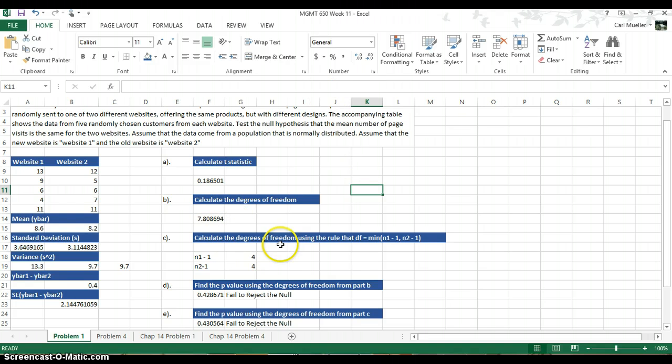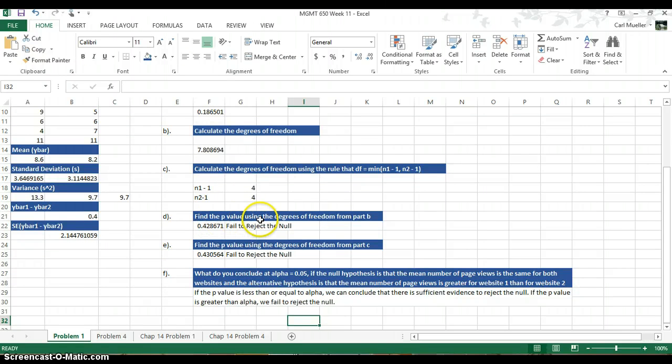Now calculate the degrees of freedom using the rule of the minimum of n1 minus 1, n2 minus 1. And using that rule, as you can see, it's 4. It's simply the total that we have, 5 minus 1. So it's pretty cut and dry, and it's probably the traditional sense of what you're familiar with for degrees of freedom. Now for the p-value, we'll just scroll down a little bit.